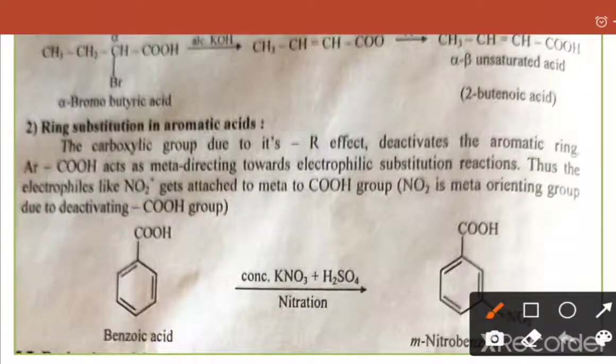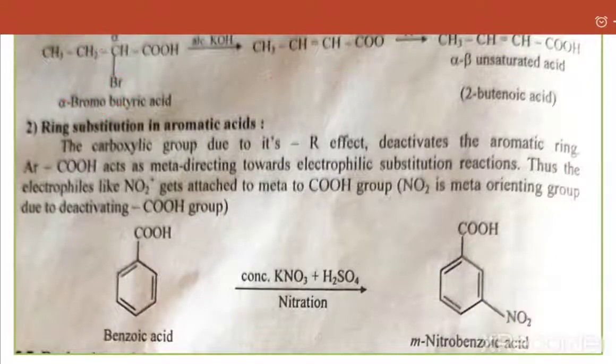It means here first we abstract one proton. And here departure of this bromine, and here we get the double bond. Now then in the next step, this is the alpha beta unsaturated acid. Finally we get the alpha beta unsaturated acid, or we call it 2-butenoic acid.